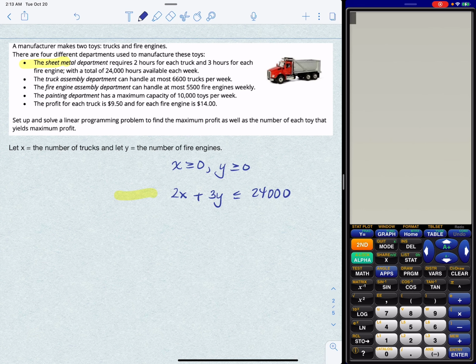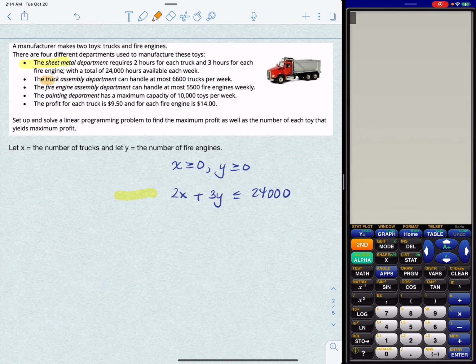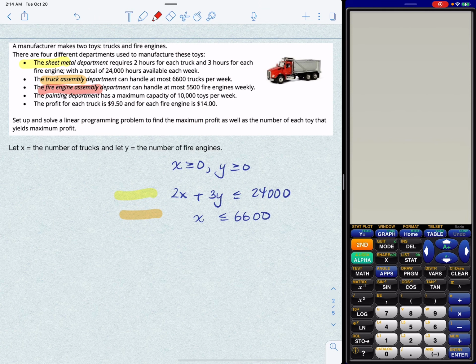Who knows? All right, so truck assembly, looking at the next constraint. And I'm going to put that in orange here, truck assembly. Truck assembly says they can handle at most 6,600 trucks per week. Nothing to do with fire engines. So this constraint only has to do with X. So we're going to say X is less than or equal to 6,600. Simple as that.